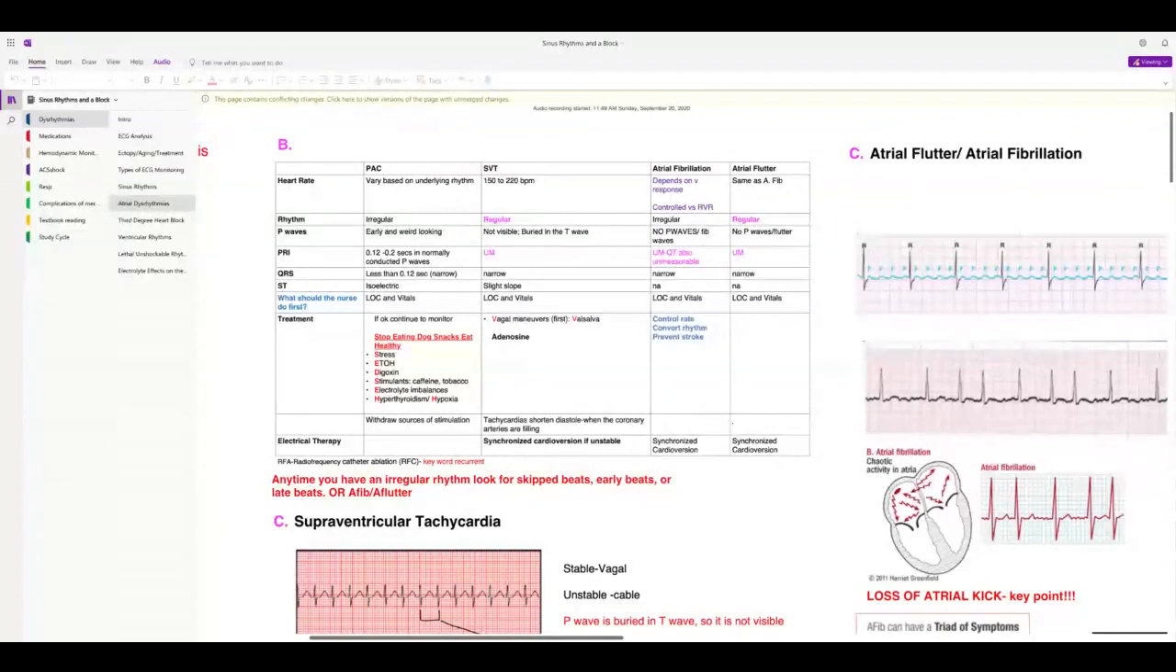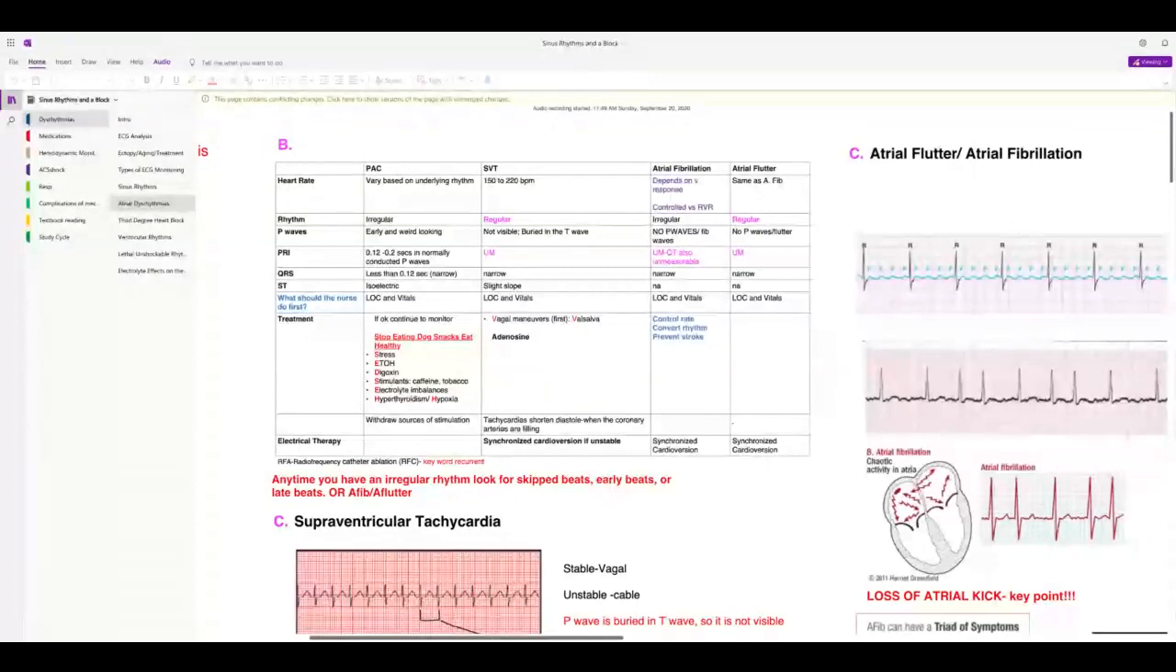And usually patients do okay with that. If they want to convert it, the treatment is synchronized cardioversion. However, if the patient comes in and the physician is unsure of how long they've been in AFib, they will do a transesophageal echocardiogram, because they're looking for a clot. Because if they cardiovert and the patient has a clot, they're going to stroke out or have a PE.